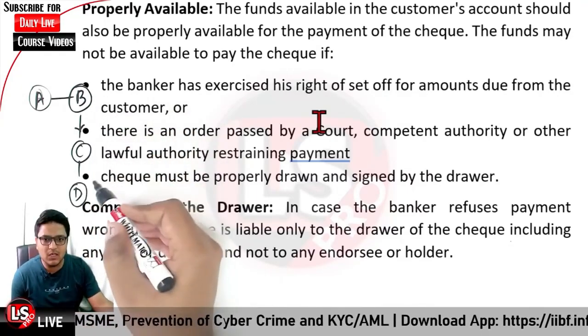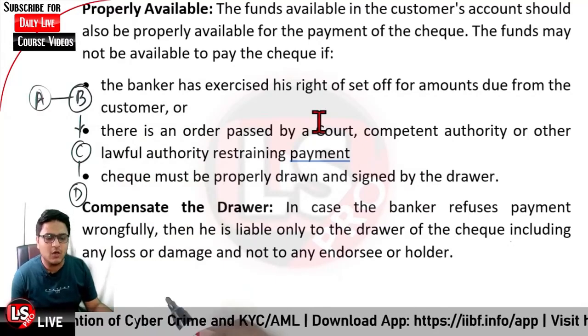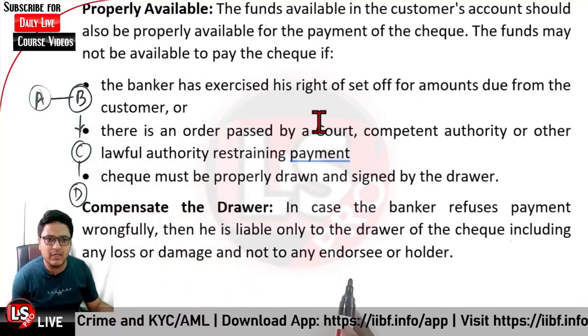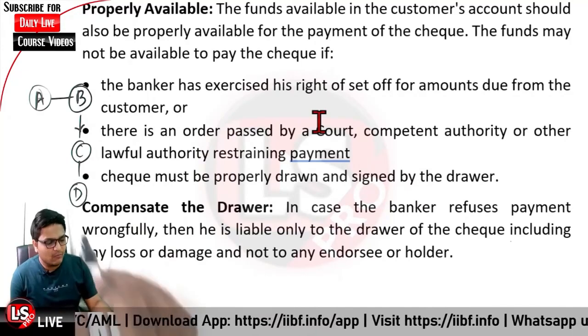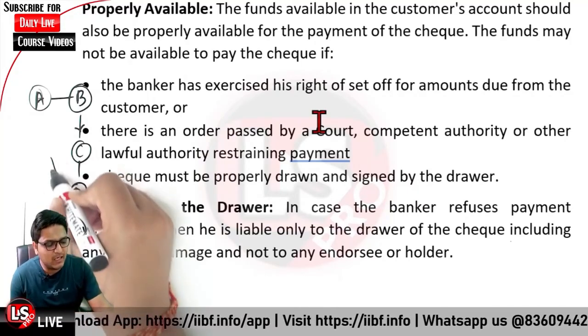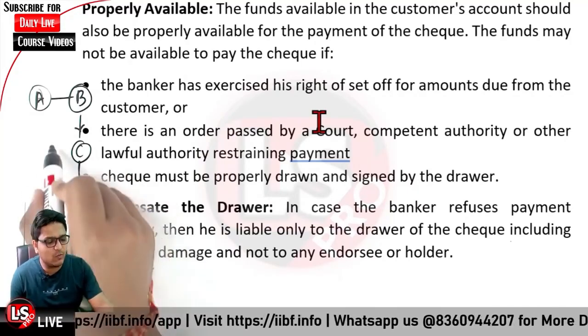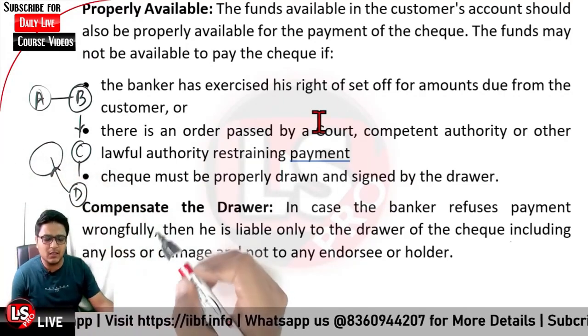So there are holders, a holder in due course, or we can say endorsers and endorsees available now. What if the check was presented by person D and the check was refused wrongfully by the drawee?